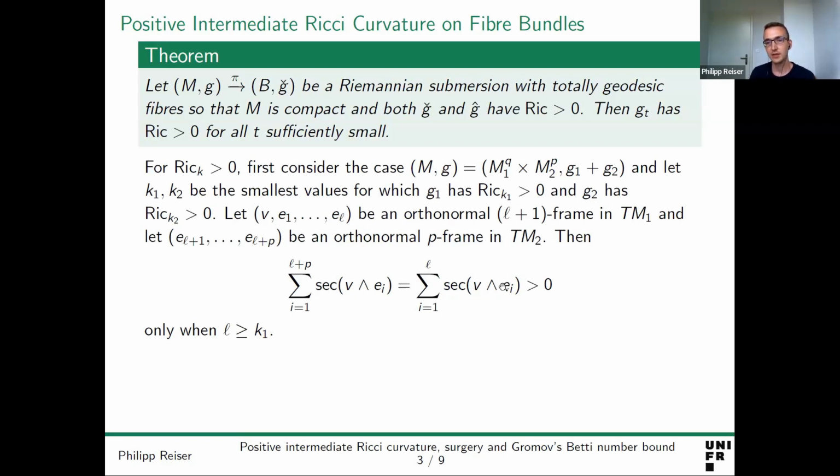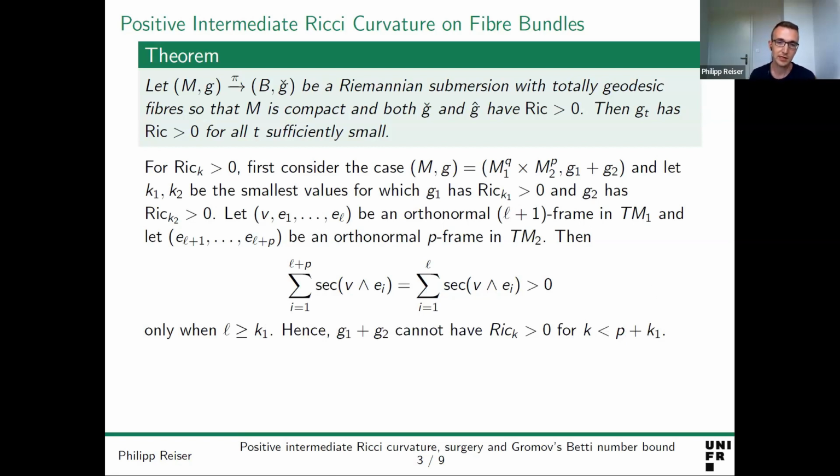So we are entirely in the first vector. And then since K1 is chosen to be the smallest value for which we have Ricci K1 positive, this would in general only be positive if L is also at least K1. So this means that the product cannot have Ricci K positive if K is less than P plus K1.